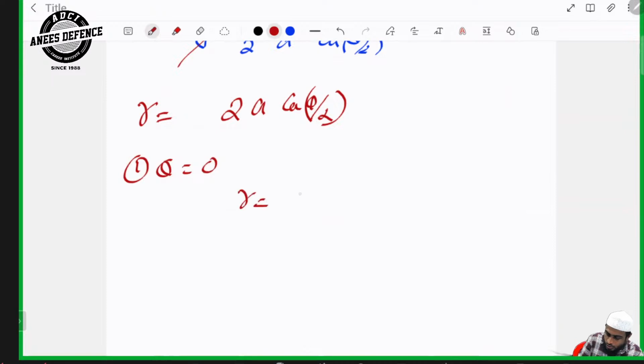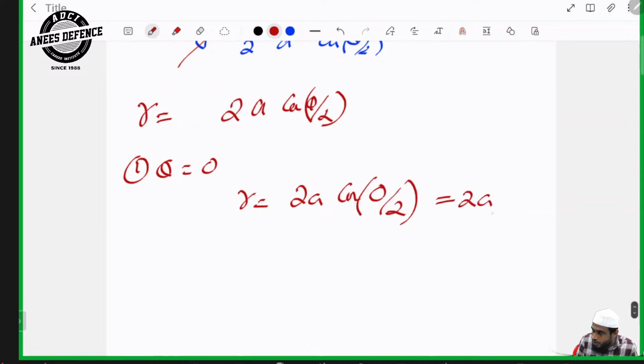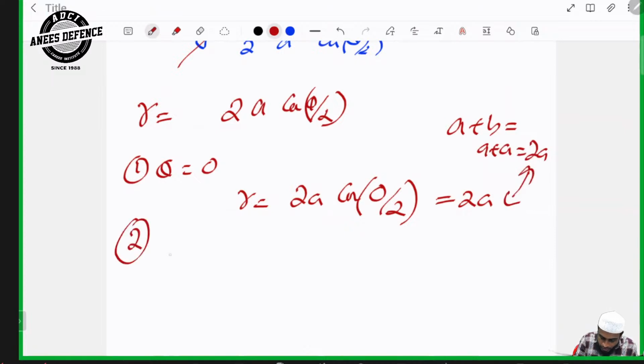If theta equal to 0, what will be the result? R equal to 2A cos 0 by 2. What is 0 by 2? 0. What is cos 0? 1. So 2A. In that case, I told you A plus B. If A and B are equal, it will become A plus A, 2A. Same. Understood? Second case, theta equal to 90 degree.